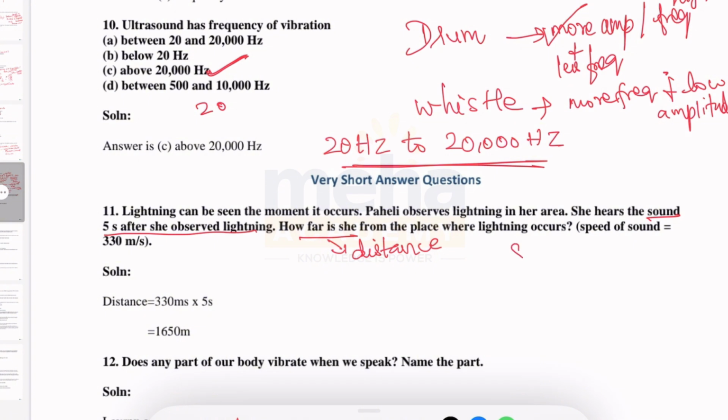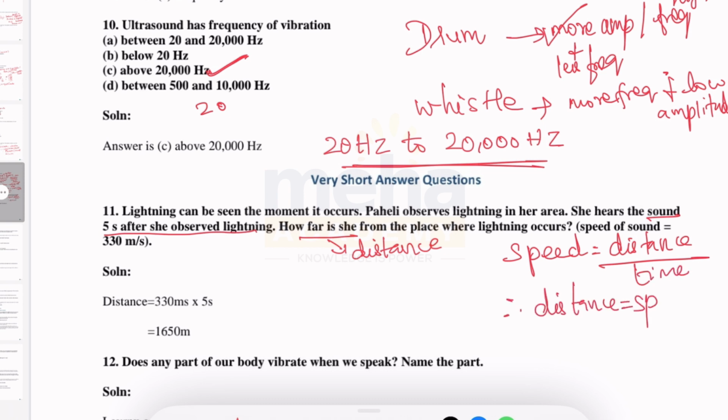We know the formula, speed is equal to distance over time. Therefore, distance is equal to speed into time. The speed of sound is given as 330 meters per second, into time of 5 seconds. So when we multiply, the answer would be 5 3s are 1650. The distance is in meters.